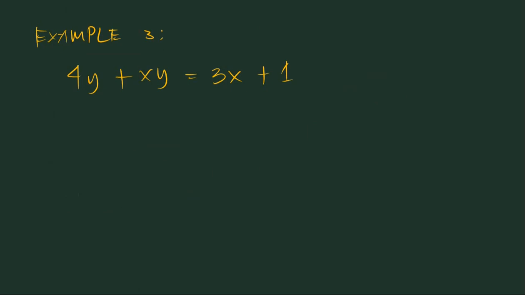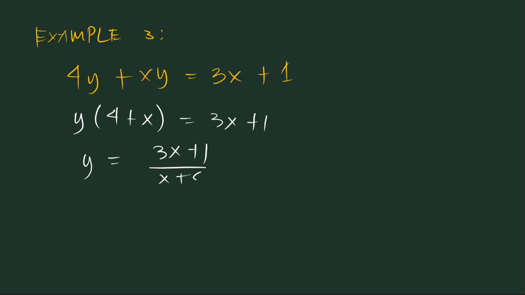So in finding the domain, again, we express it in terms of x. What can we do for this particular equation? We can factor out y. So we will get y times x plus 4 is equal to 3x plus 1. So what can we do? We can divide both sides by x plus 4. We will then get y is equal to 3x plus 1 all over x plus 4.